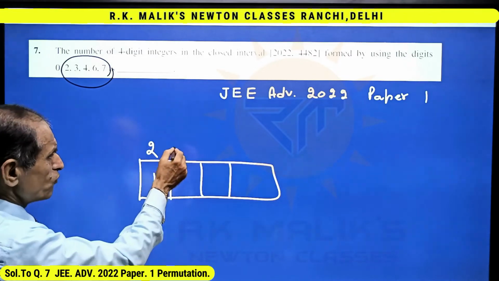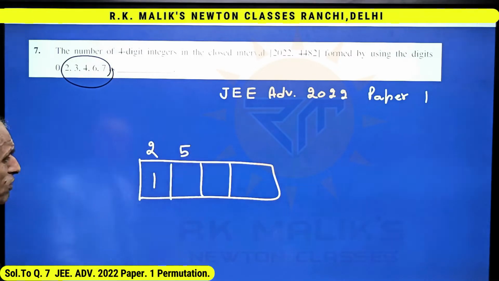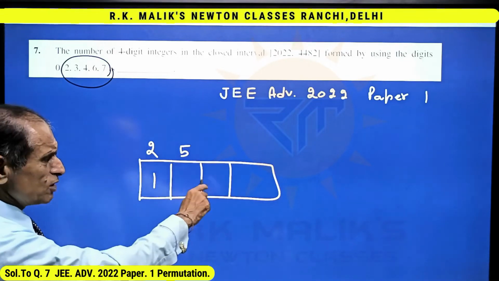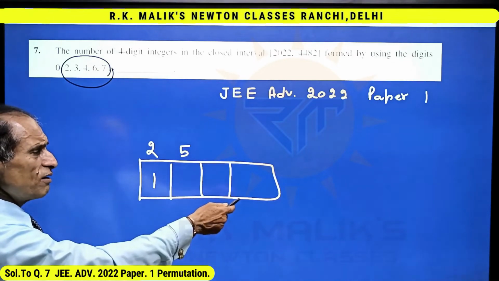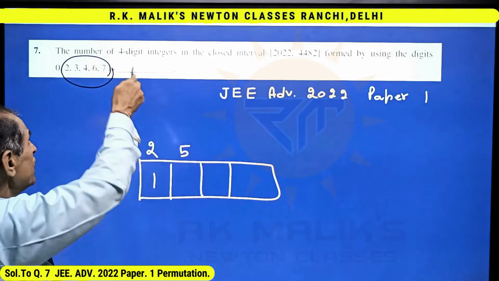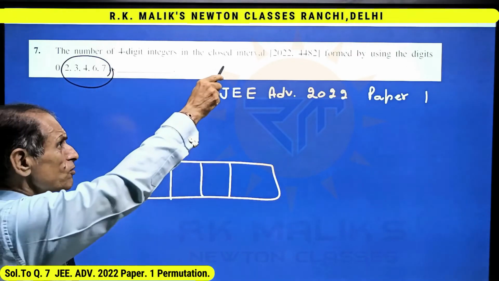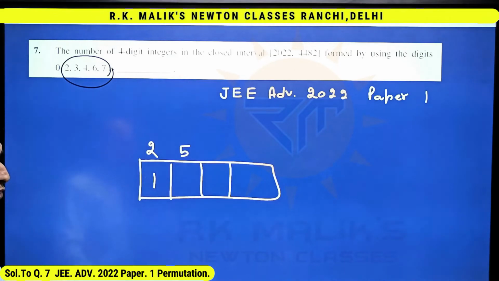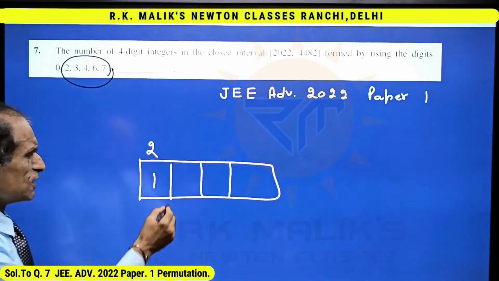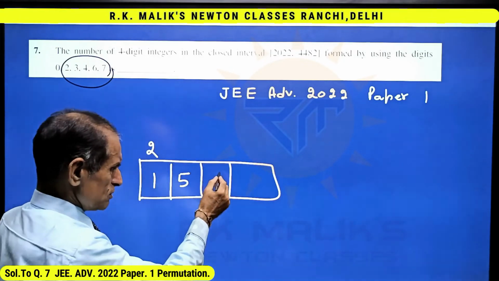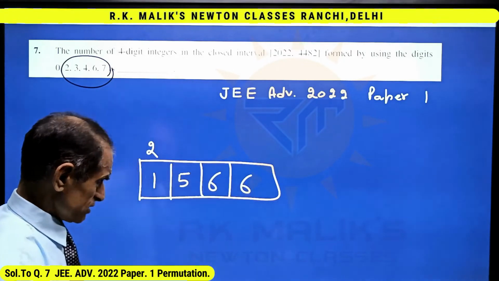That is, 5 possibilities are there for the second place, and once any of these digits has come here, the remaining 2 places can be filled by any of these 6 digits. Number found will be more than 2022. That is, this place is filled in 5 ways, 6 ways and 6 ways.